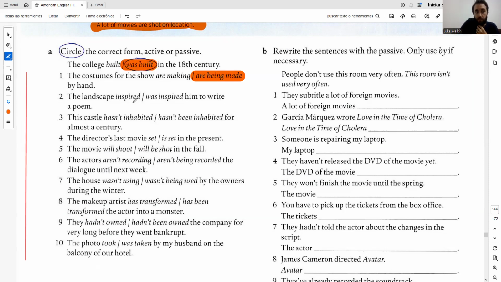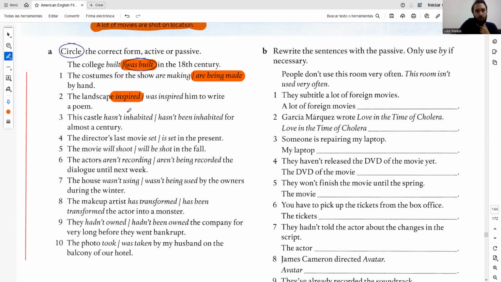The landscape inspired him to write a poem, or was inspired him to write a poem. Is the landscape inspiring? Yes, it is. This is active. Active is the opposite of passive. Active is I love you. Passive is you are loved by me. This is active. The landscape inspired him.